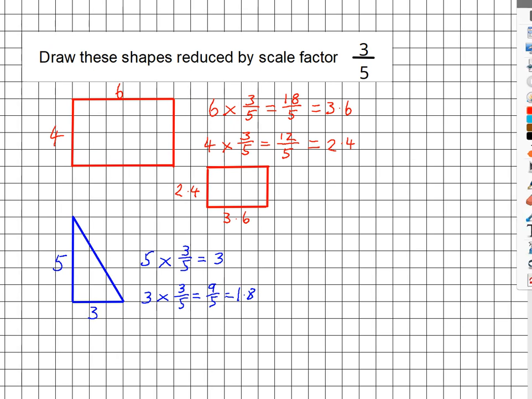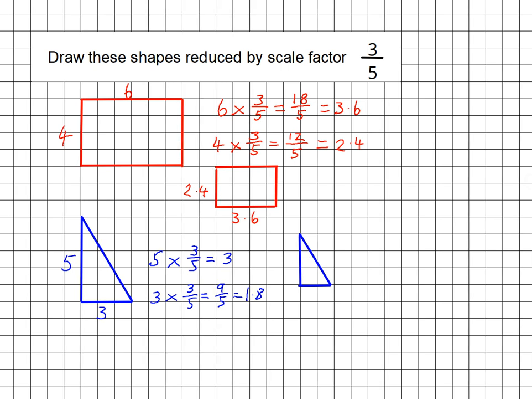Okay, so we draw our triangle. 1, 2, 3 down. And as it's 1.8, it's going to be a little less than the 2 right across. I'm going to go for about there. And then you join it up. And we have our measurements at the side are 3 and 1.8. Okay, so that is now reduced by a factor of 3 over 5.